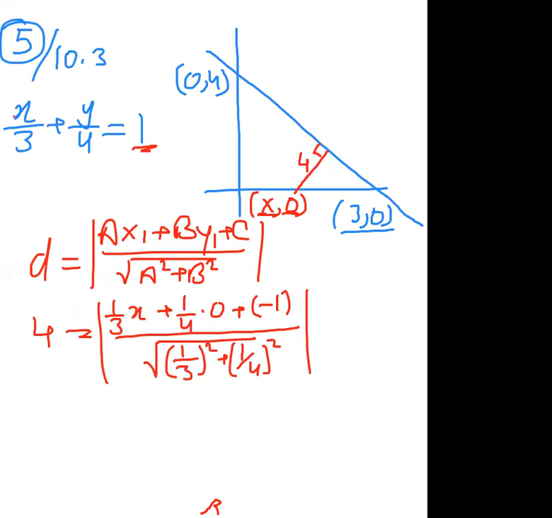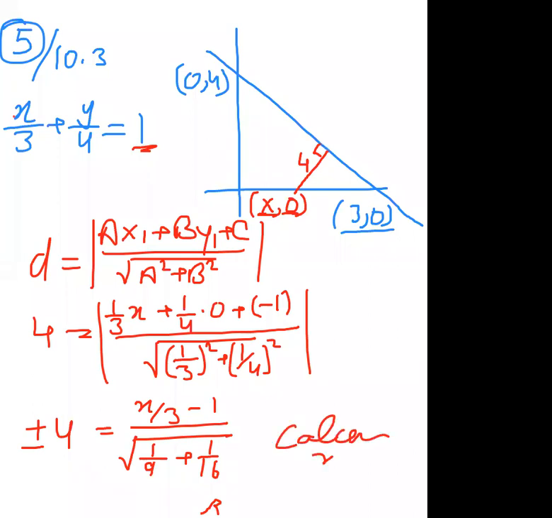When we remove the mod from this side, on the opposite side it will become plus minus 4 equals x upon 3 minus 1 upon square root of 1 upon 9 plus 1 upon 16. Now, on simplification, you will get the value of x. Calculate x. This is your homework. So you will be able to do this question easily. Please take care of this question and start solving this.